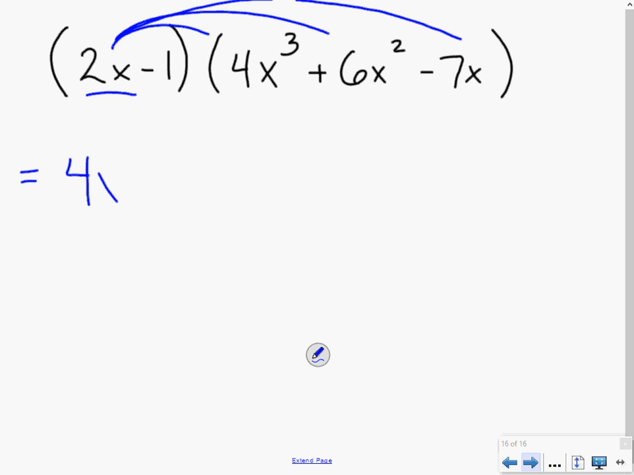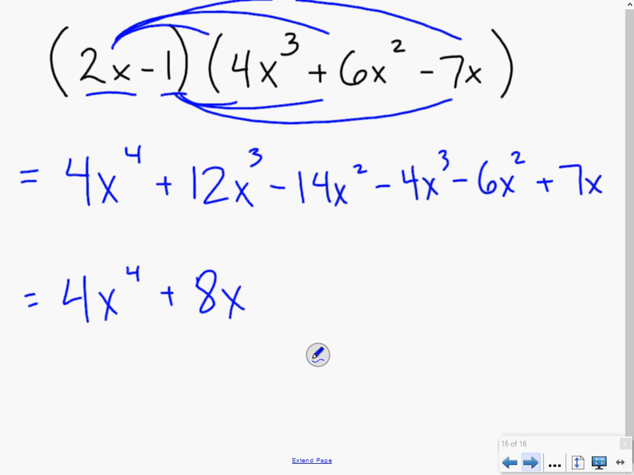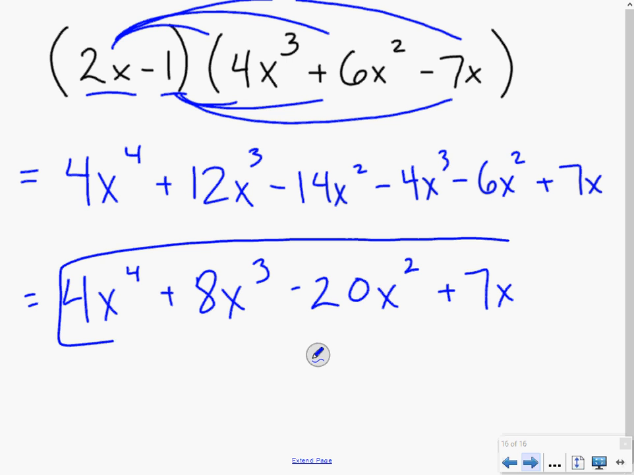So we would get 4x to the 4th power plus 12x cubed minus 14x squared, and then we would distribute the negative 1 to get a minus 4x cubed minus 6x squared plus 7x. Okay, just like normal, we would combine our like terms. And this will be our final answer.